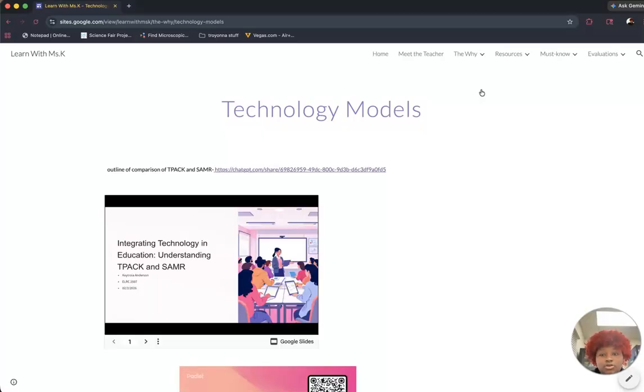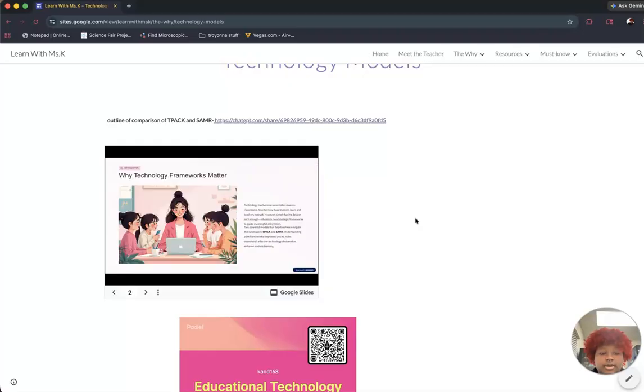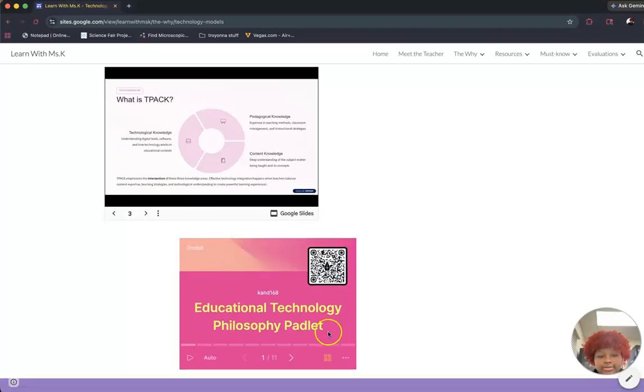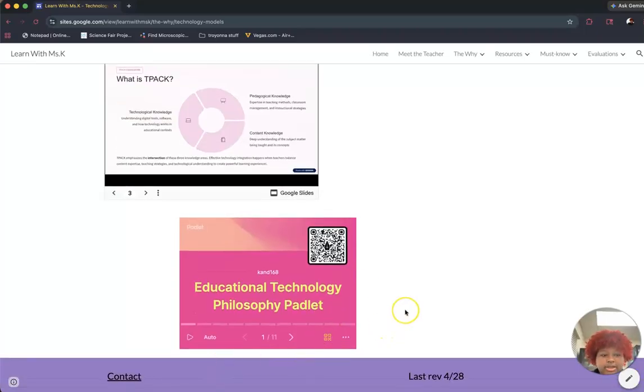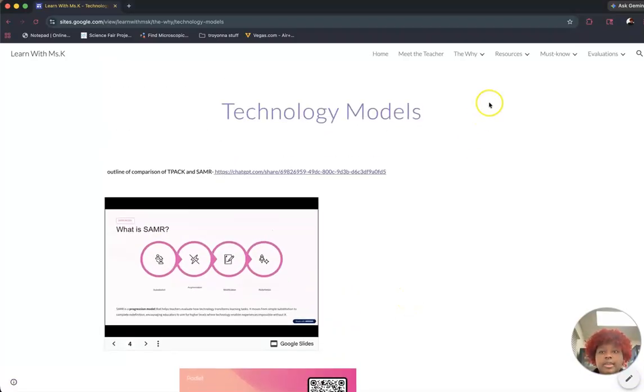Now moving on, also in the resources we have our technology models, which basically talk about TPACK and SAMR. Both of these models basically show different ways technology can be used in a classroom, and I think these are really useful because it helps teachers be more intentional about their use of technology.